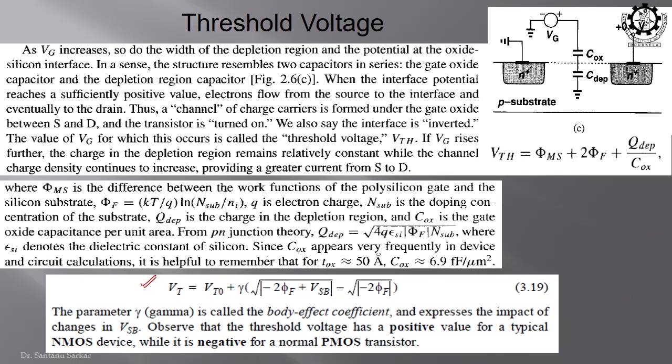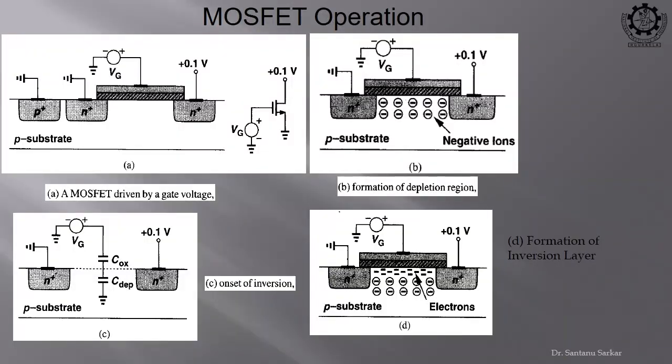Threshold voltage Vt is defined with Vt0, where Vt0 is the threshold voltage when VSB is 0. Vt is Vt0 plus gamma, which is known as the backgate coefficient or body coefficient, and the expression depends on VSB and twice phi f. We will discuss what this backgate effect and body effect coefficient are, and how we can model them, during the second order nonlinear effects.